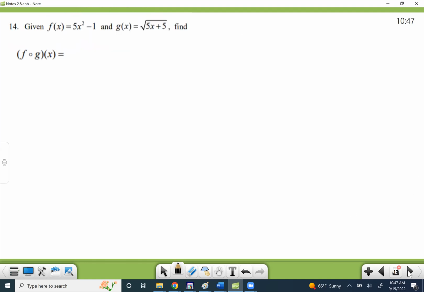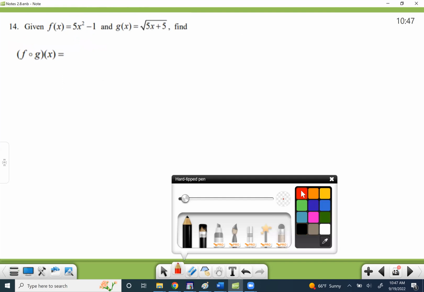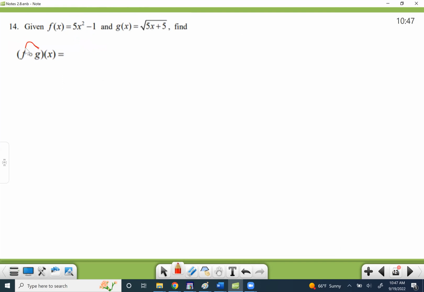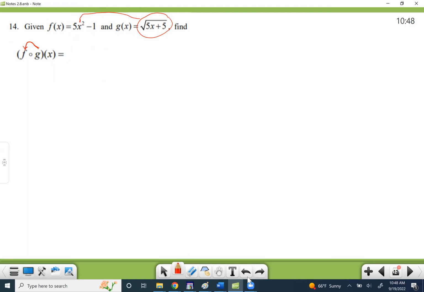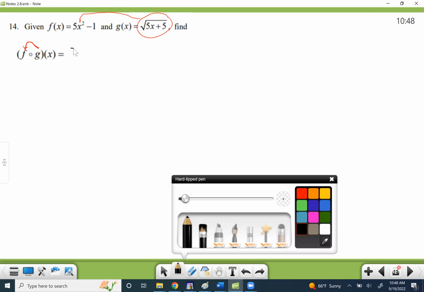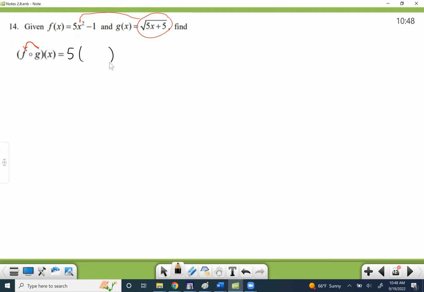Okay. So who is getting plugged into who? Well, the one on the right always gets plugged into the one on the left. So we're taking G and we are substituting it into F. So we're going to take this and we're going to place it right there. Okay, so we've got 5, oh sorry, I meant to be in black here. So we've got 5 parentheses something squared, take away 1.